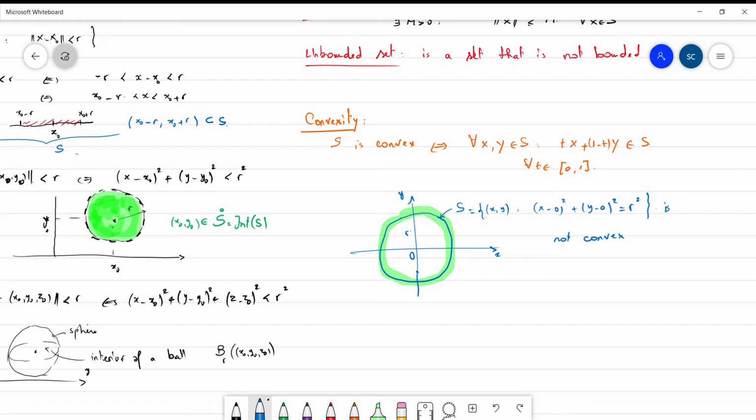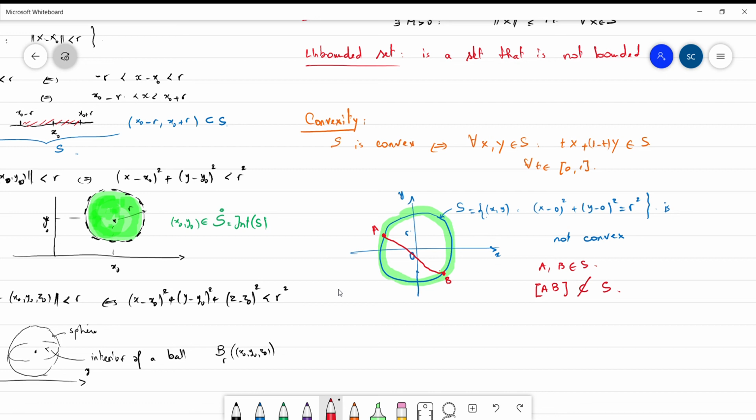Why? Because if you can imagine a point here, and another point here, this is E, this is B. So you have E and B belonging to S, but the line segment EB is not included in S entirely. Just visually you can see it. You can always write things well and prove it. You can choose the middle point, for example. It doesn't satisfy the equation of my circle, so my point is not in S.